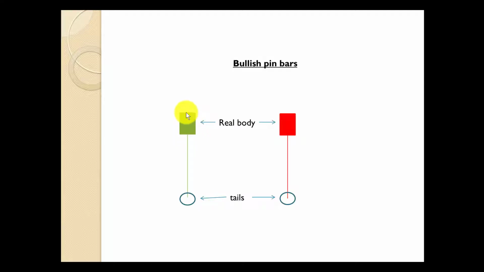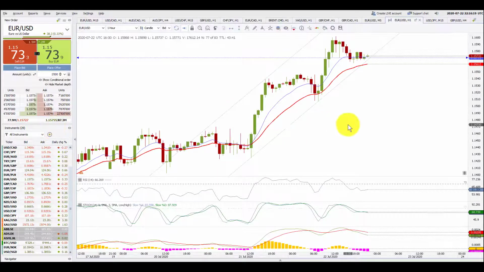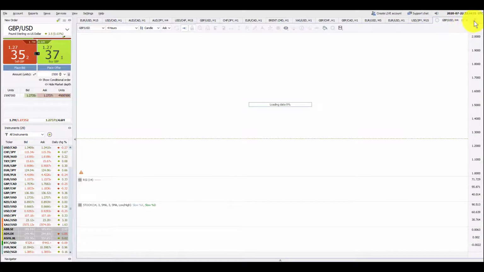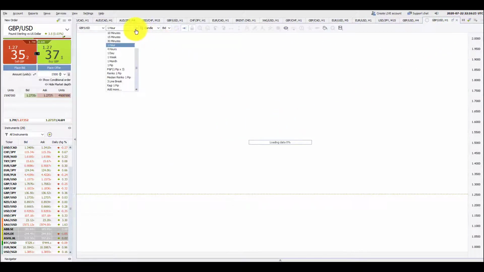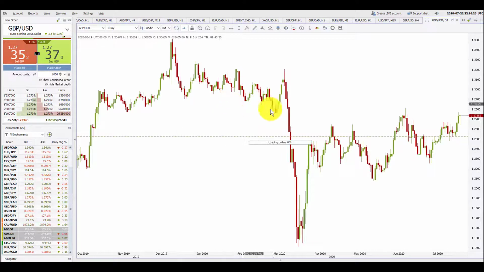If the body had the same opening and closing, it would become a dragonfly doji. But we are talking about the bullish pin bar here, so we will restrict our discussion to this type of pin bar that I am showing you on the screen. Now let us see how they look in the real market. We will try and open a chart. We will try to look for a daily chart.